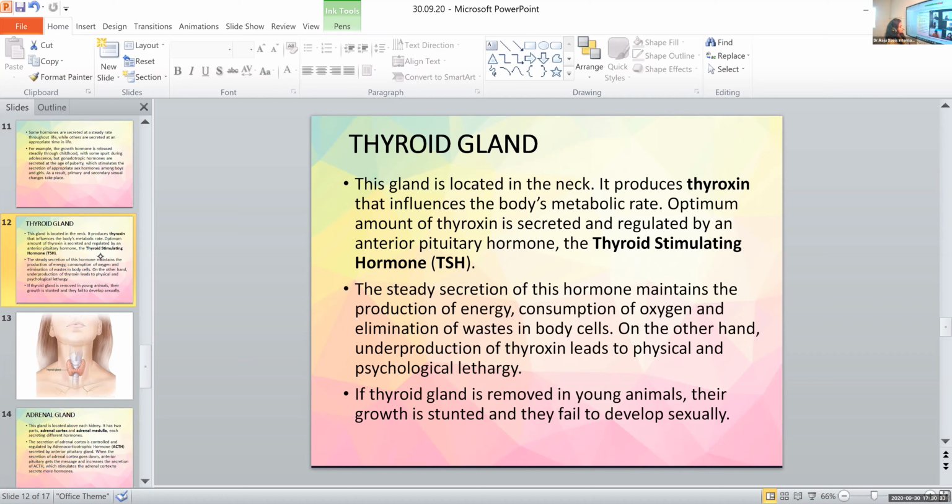So what happens is, the underproduction of the hormone thyroxine may lead to depression in people, or it may lead to obesity, it may lead to different health conditions, and it makes the person very lazy, and they won't be much active in all the different activities of their life.